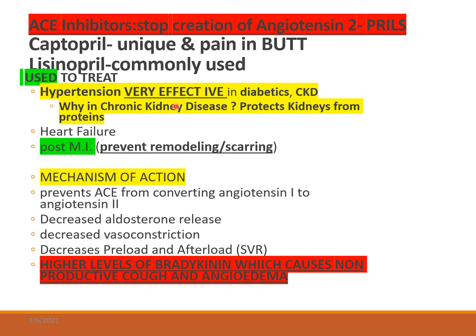It is very effective in diabetic patients and chronic kidney disease patients. Okay. Why in kidney disease? Because it protects the kidneys from proteins. And it is also used for post myocardial infarction, prevents remodeling and scarring. What is the mechanism of action over here? Higher levels of bradykinin, which causes non-productive cough and angioedema. So bradykinin is increased due to ACE inhibitors.